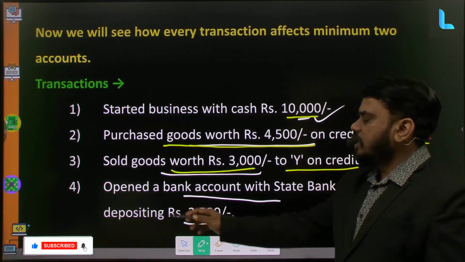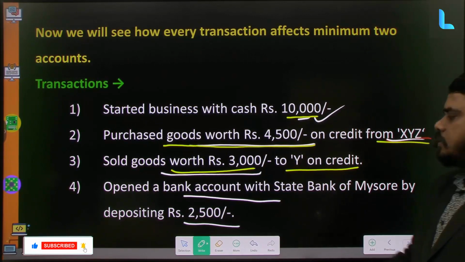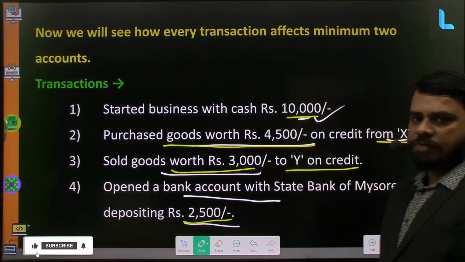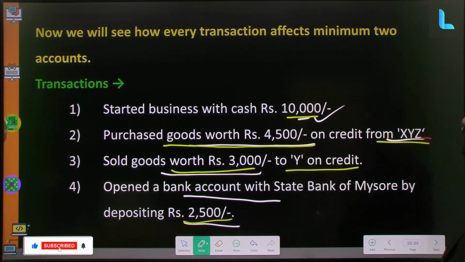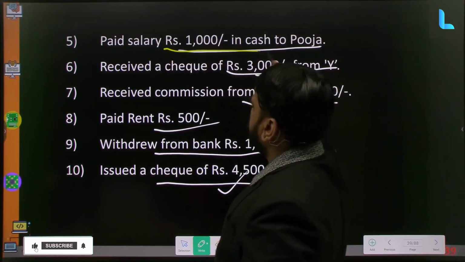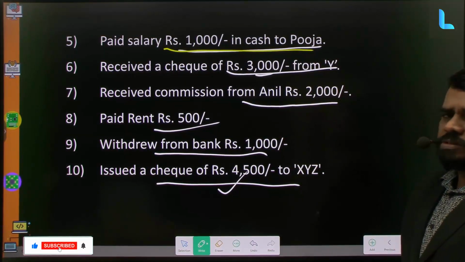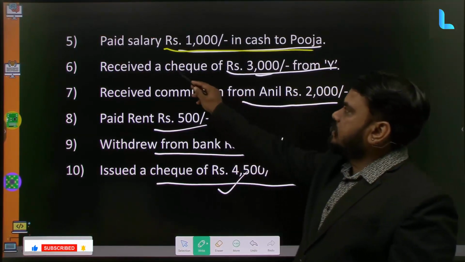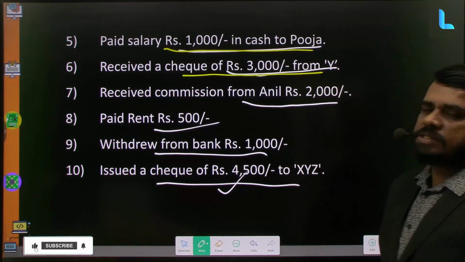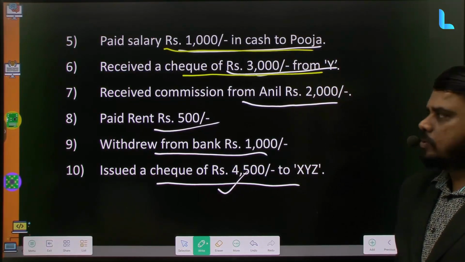Similarly, fourth transaction, a bank account with SBM, that is State Bank of Mysore, is opened with a deposit of 2,500. These are examples of transactions. The next transaction, salary rupees 1,000 is paid to Pooja, the employee, using cash. Next transaction, check of rupees 3,000 is received from the company Y for whom we had previously sold goods.